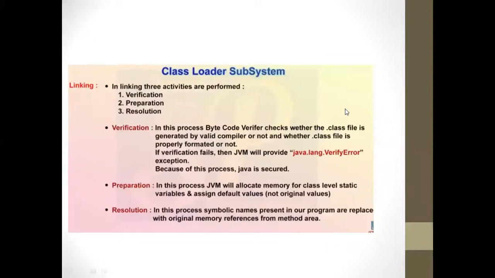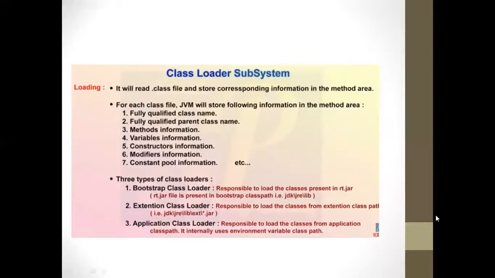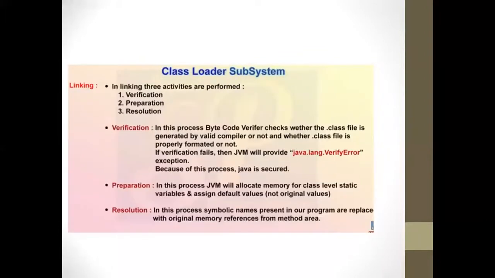Next is the linking part. Now, what is linking? In this linking portion, if you see this diagram, we have three things: verify, prepare, and resolve. In the verification part, the bytecode verifier will check whether the class file was generated by a valid compiler or not. This is also one of the features that make Java a more secure language. If verification fails, such an error will be raised, and this is because of this particular part.